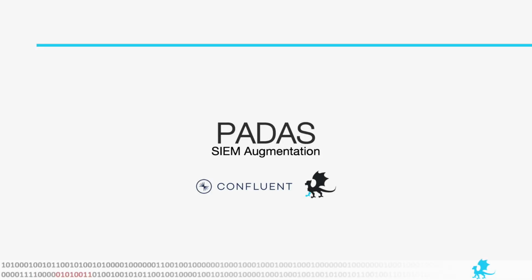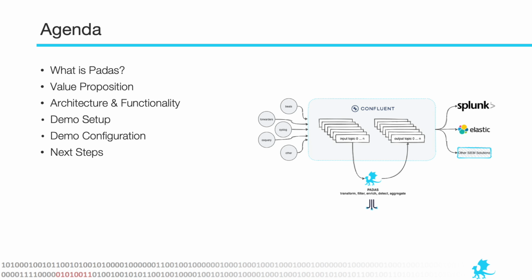Welcome, everyone. Today we'll explore PADAS, a powerful platform built on Confluent that enhances security operations through real-time data transformation, filtering, enrichment, detection, and aggregation. Let's dive in. Here's what we'll cover today.